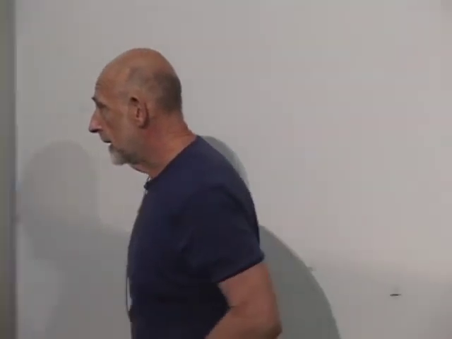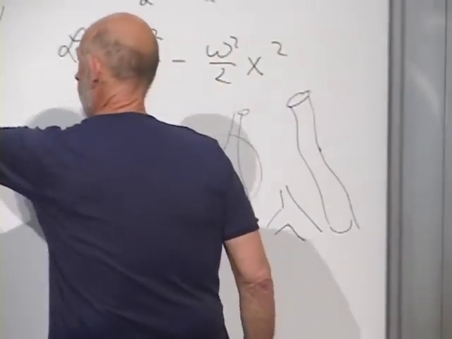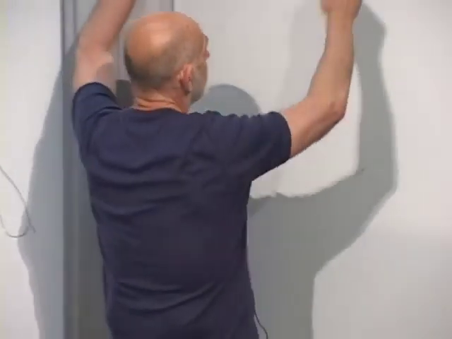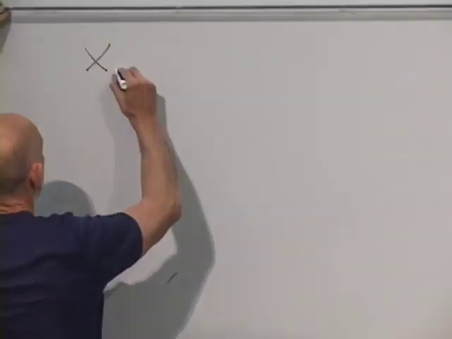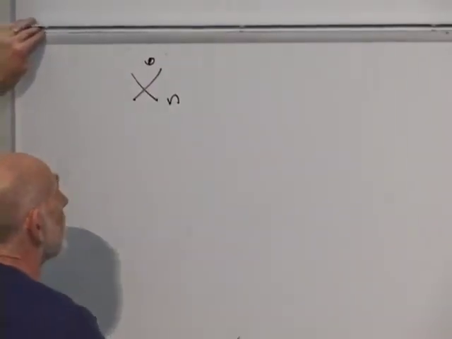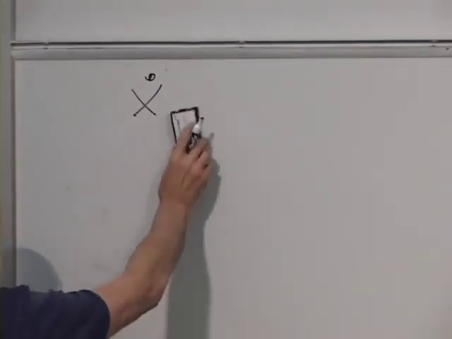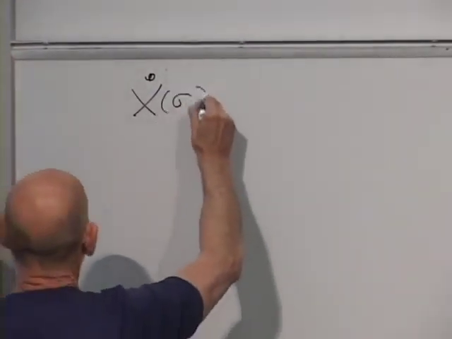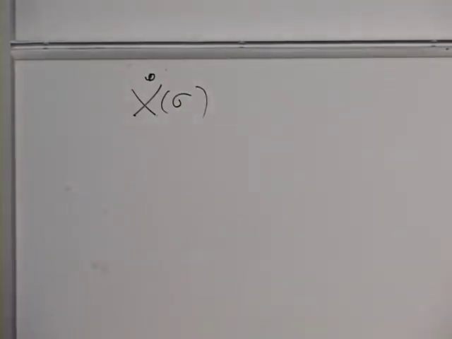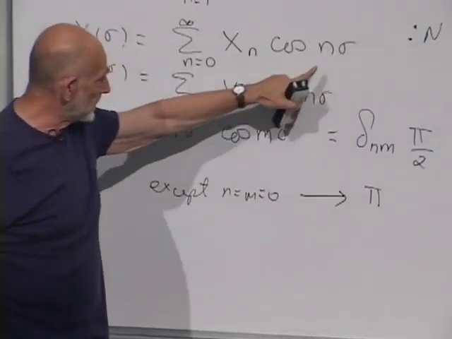Okay, so we take xn, we write it this way. What's x dot? Dot meaning time derivative. X dot of sigma we just get by differentiating this. Now the cosine of n sigma doesn't depend on time at all. It's just the cosine of n sigma. It has no time dependence.